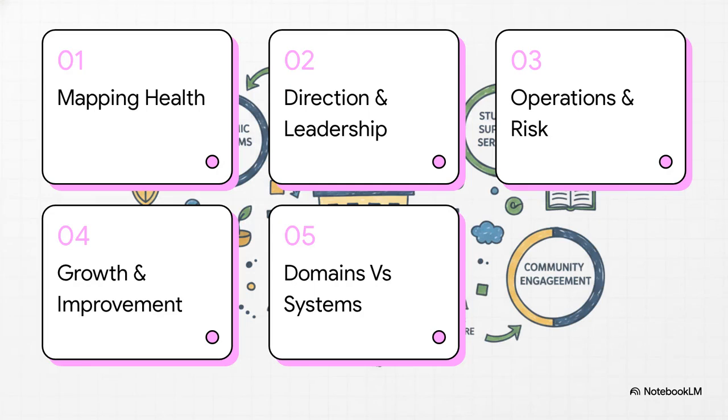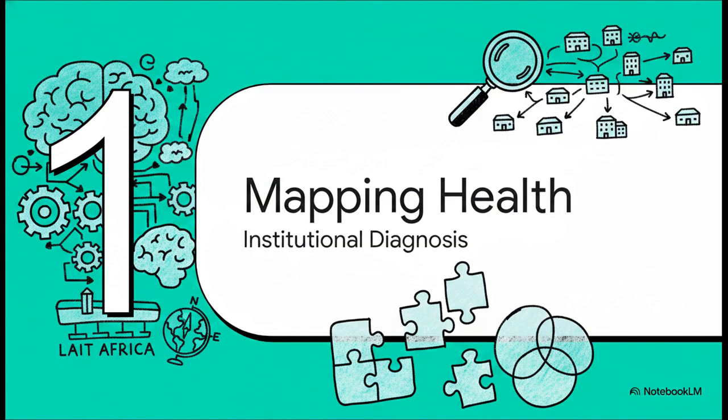Okay, let's map out our route today. First, mapping institutional health. Next, direction and leadership. Then, operations, risk, and infrastructure, followed by growth and continuous improvement, and finally, domains versus systems. Let's get into it.